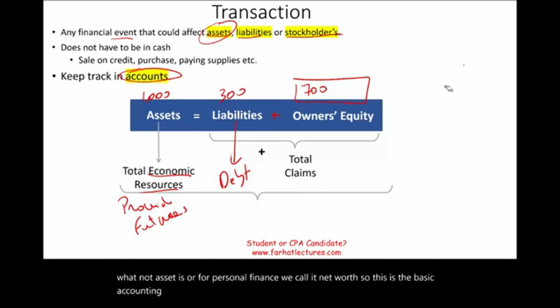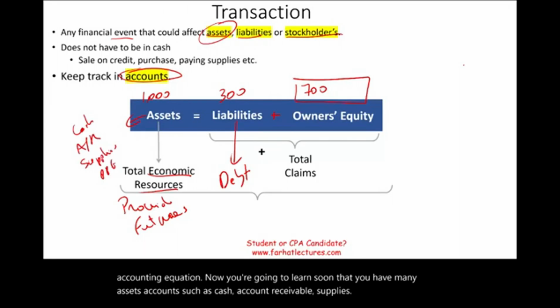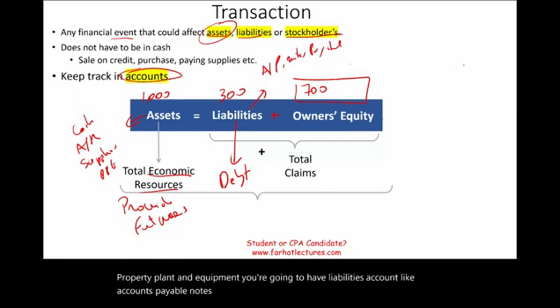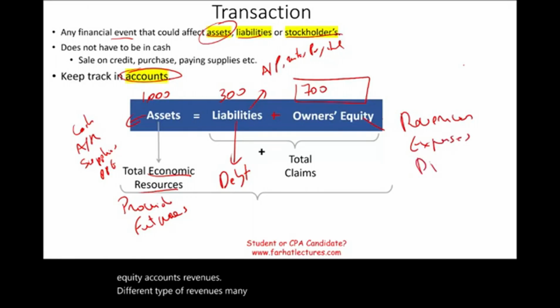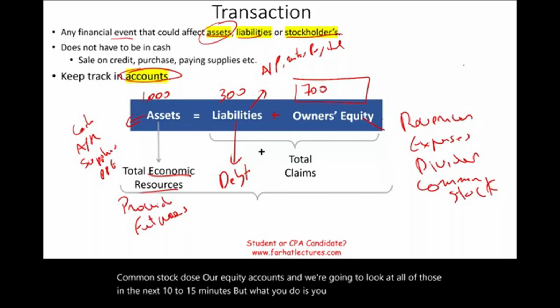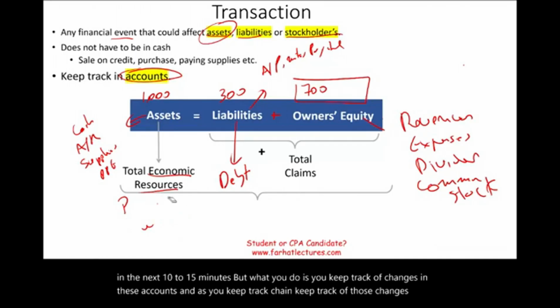Now you're going to learn soon that you have many asset accounts, such as cash, accounts receivable, supplies, property, plant, and equipment. You're going to have liability accounts like accounts payable, notes payable. You're going to have many stockholders equity accounts like revenues, different types of revenues, many expenses, dividends, common stock. Those are equity accounts, and we're going to look at all of those in the next 10 to 15 minutes. But what you do is you keep track of changes in these accounts, and as you keep track of those changes, your accounting equation would remain in balance.